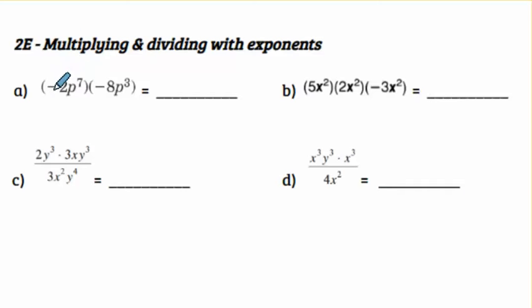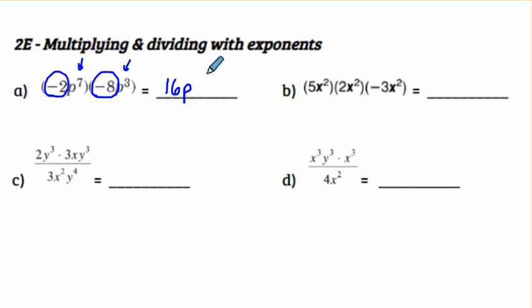Okay, for the first one, we're going to look at our coefficients and treat them like the numbers we have always worked with. This is -2 times -8, which gives us a positive 16. Then we look at our variables. We have p to the 7th and p to the 3rd. So that's going to be p to the, and now what do we do with those exponents?